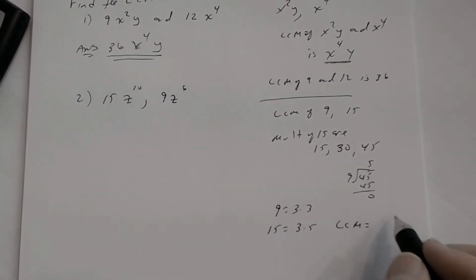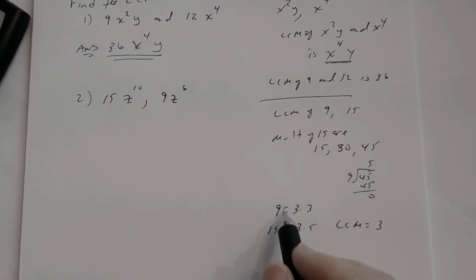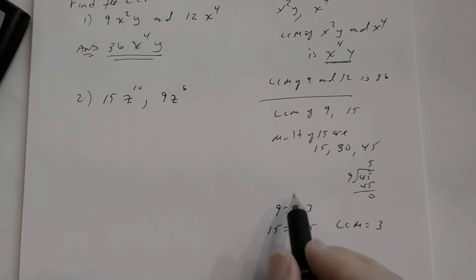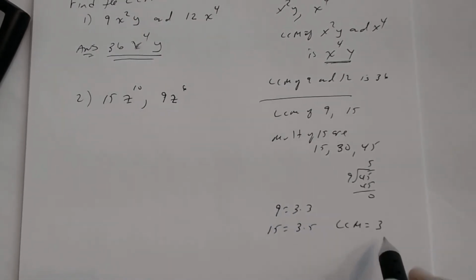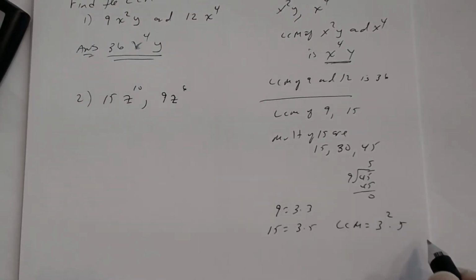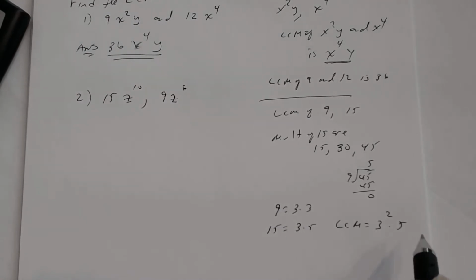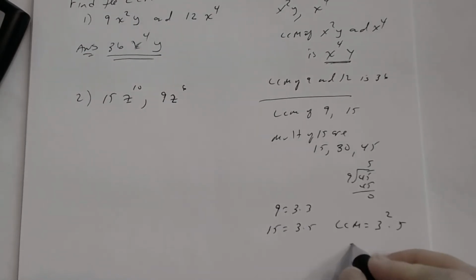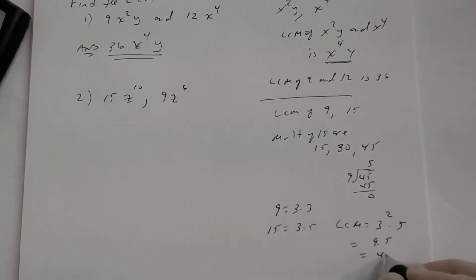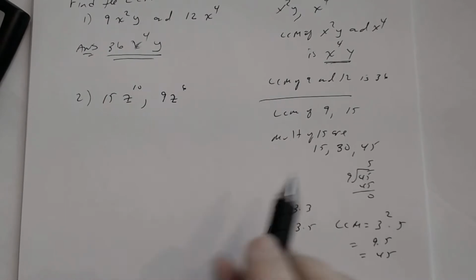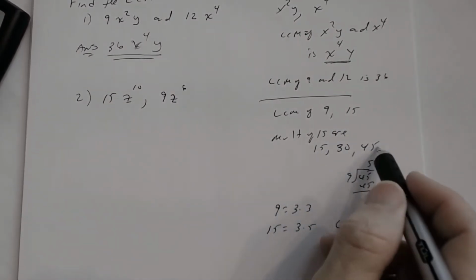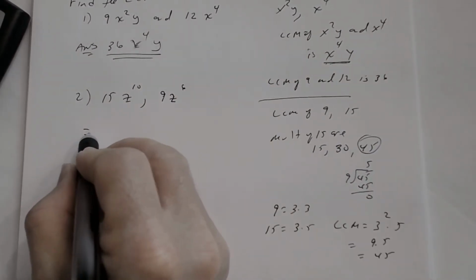I see a factor of 3. Question is, how many do I need? Well, I have 2 factors here, 1 factor here. So you've got to use the greatest number, because you need 3 times 3 to go into this. So you need 2 of them. And then I see a factor of 5, so I must include a factor of 5. I have 0 here, 1 here, so I just need 1. So your least common multiple is 3 times 3 is 9, and 9 times 5 is 45, which is what we said it was. So the least common multiple is 45. So the answer will be 45.